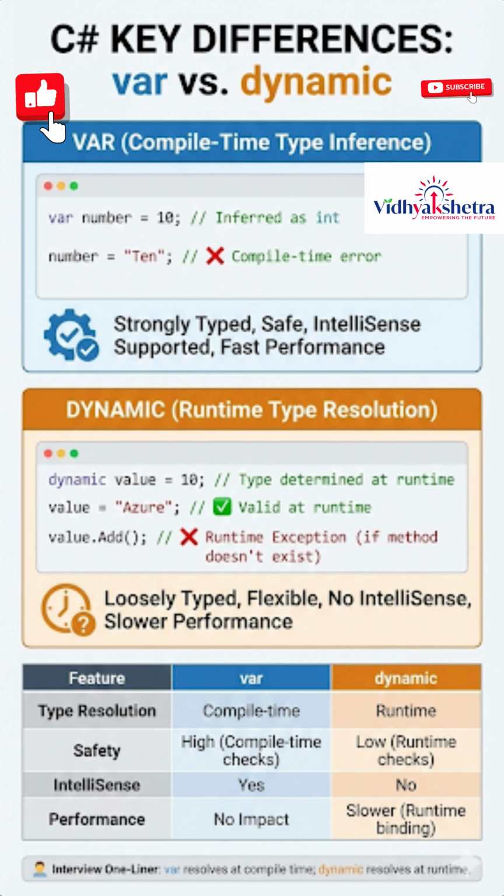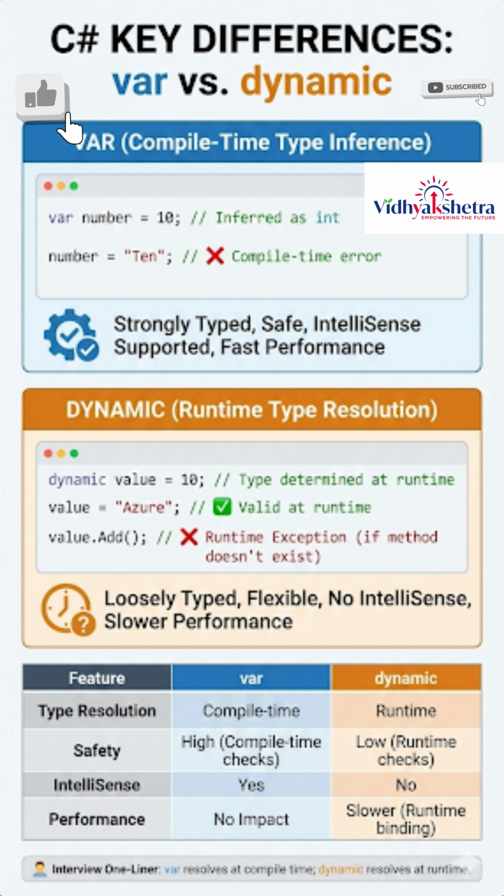In this slide, we're comparing two commonly misunderstood keywords in C#, var and dynamic. Although they look similar, they behave very differently in terms of type resolution, safety, performance, and error handling. Let's start with the left side, the var keyword.